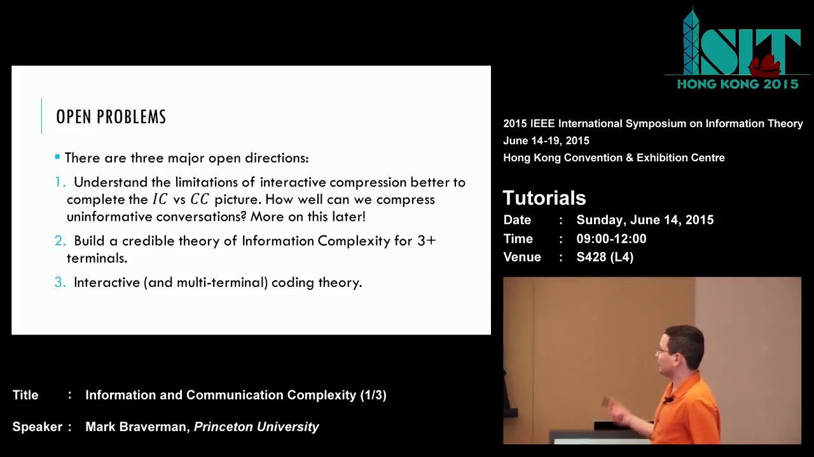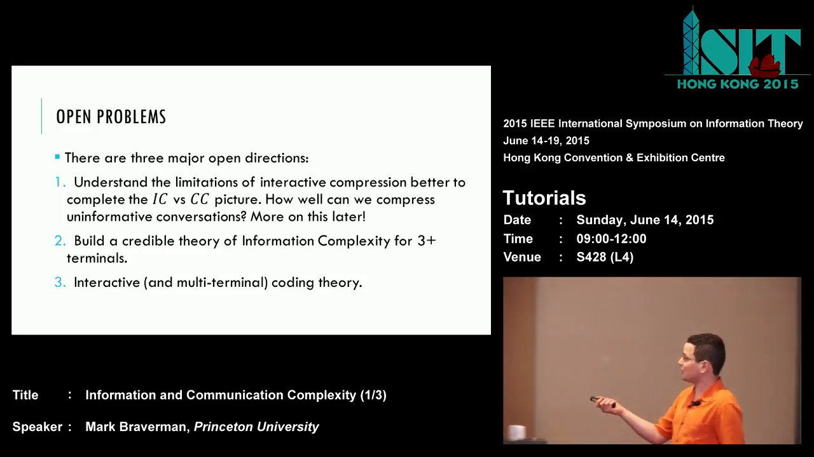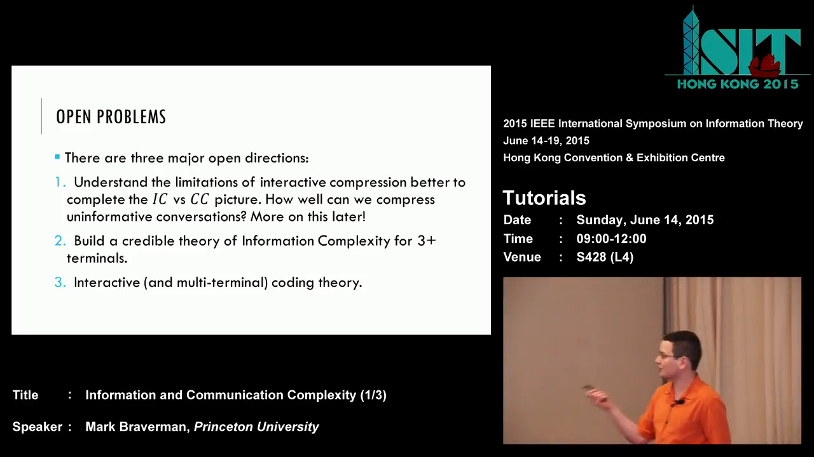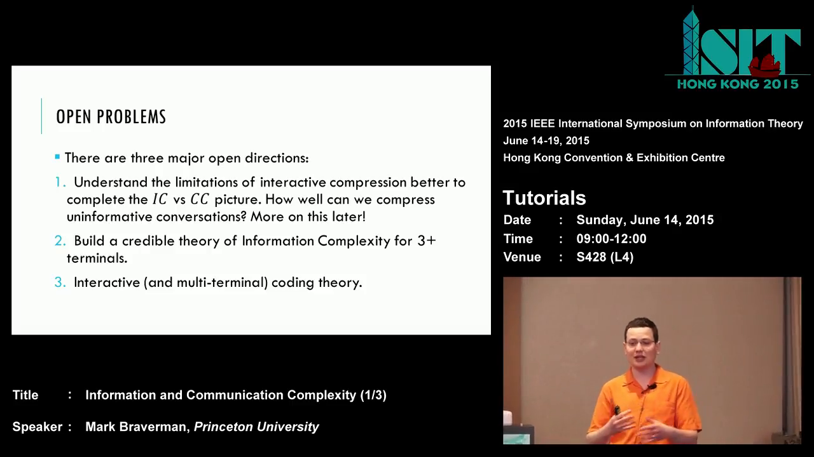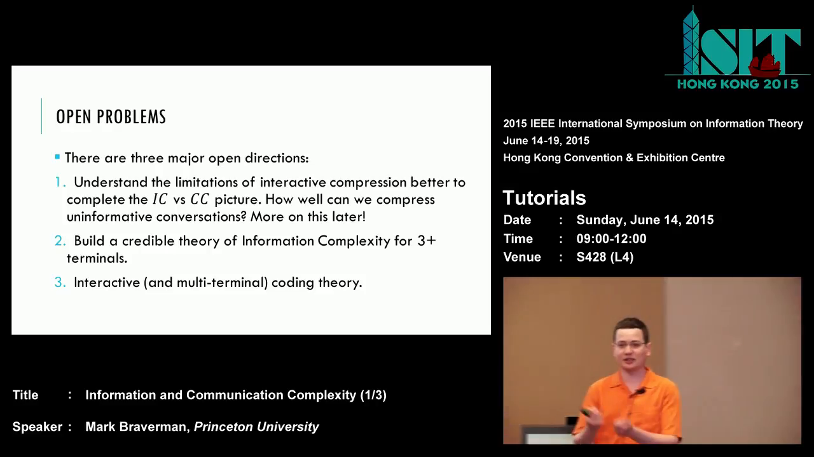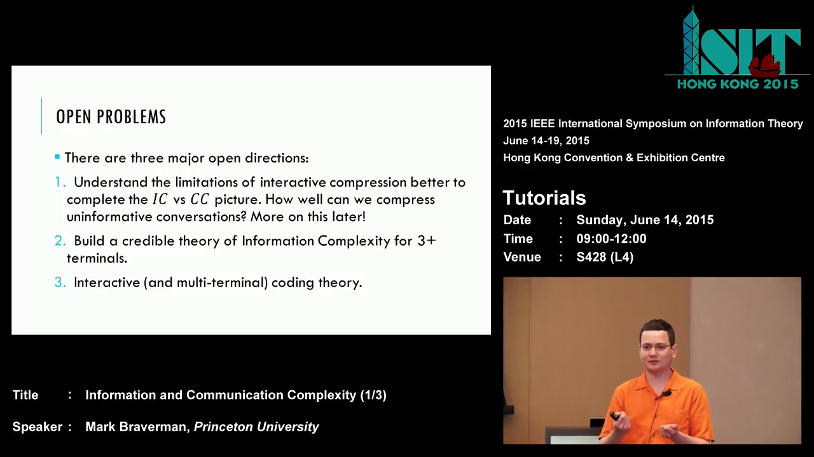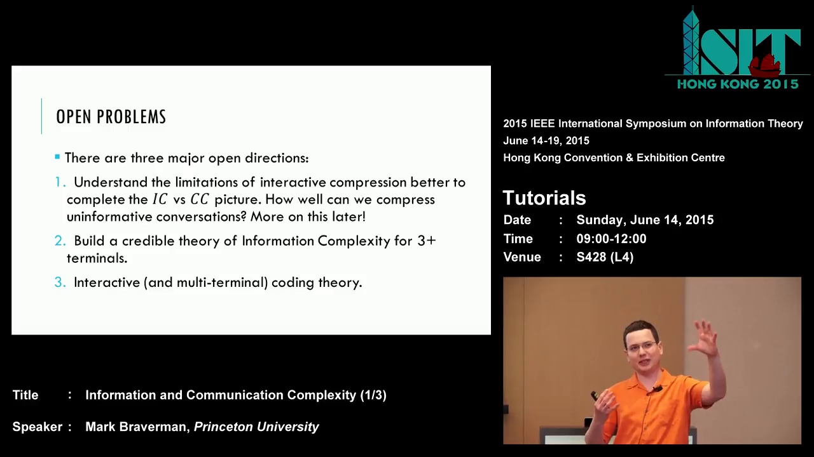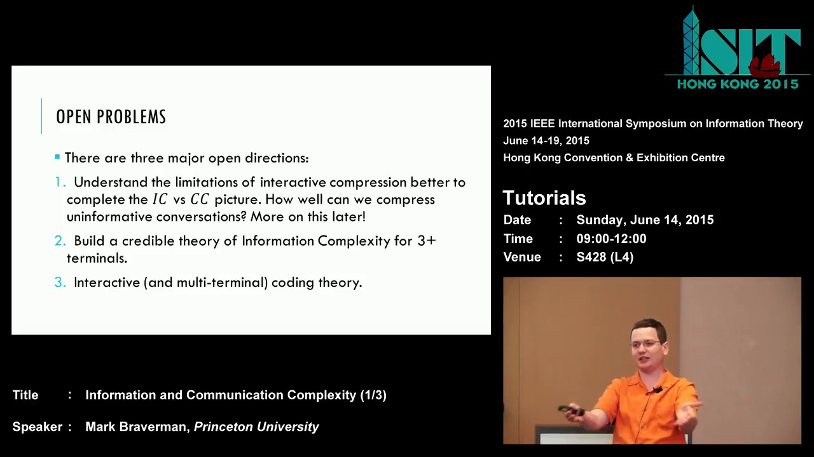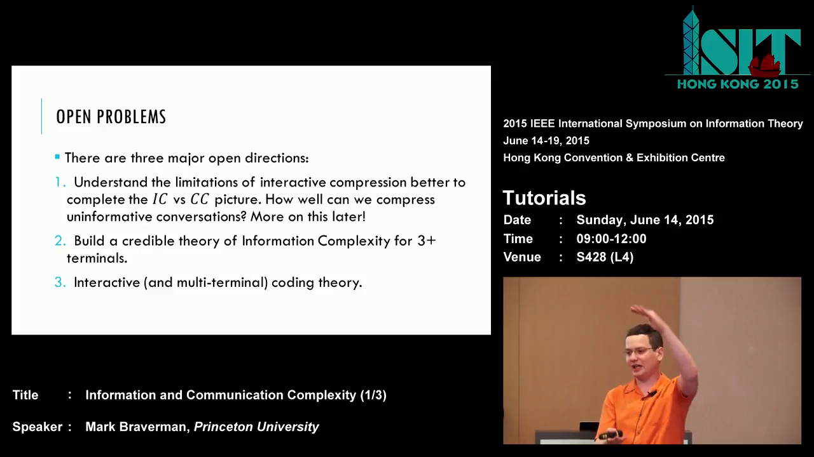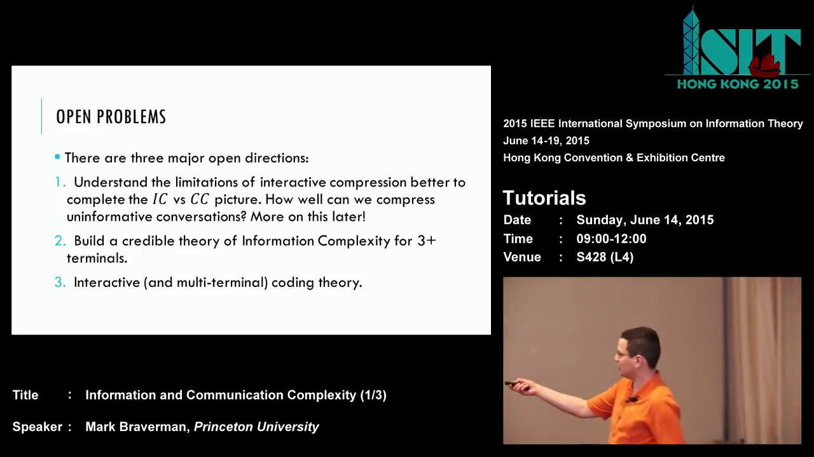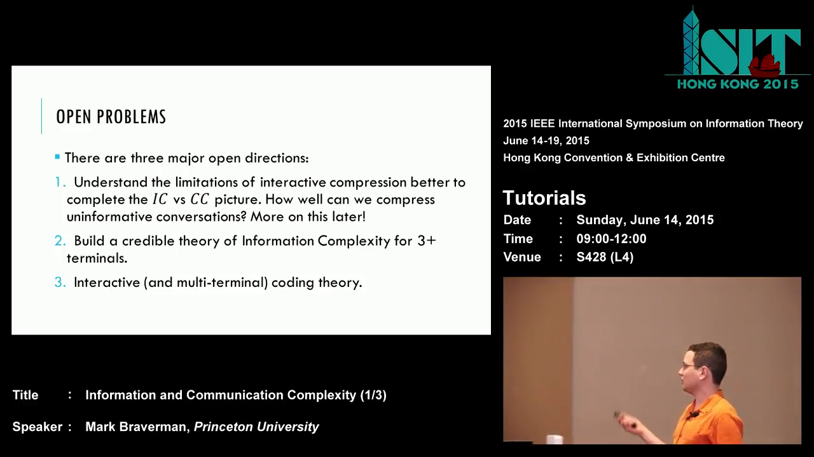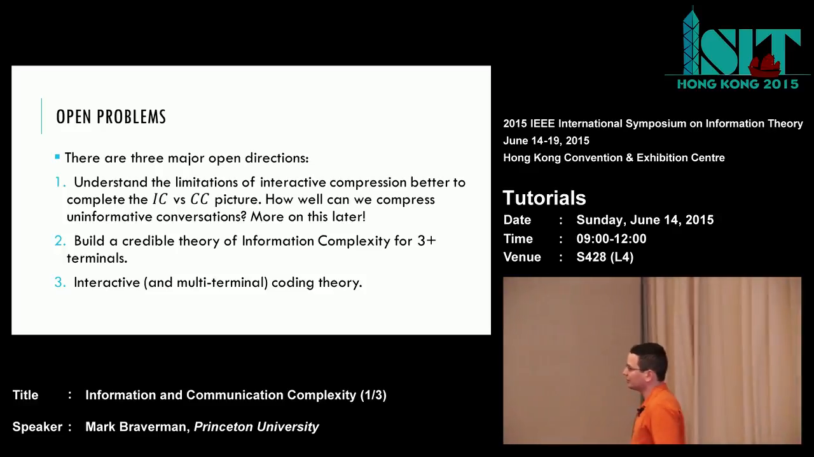Okay, so let's talk briefly about some open directions. The first open direction, which we talked a little bit about, is better understanding the relationship between information and communication. Another way to phrase it is understanding the limits of interactive compression. So how big of a gap can you have between how uninformative a conversation is and how short you can actually make it by compressing? Here there's been some progress, so we'll talk more about it later in the tutorial.